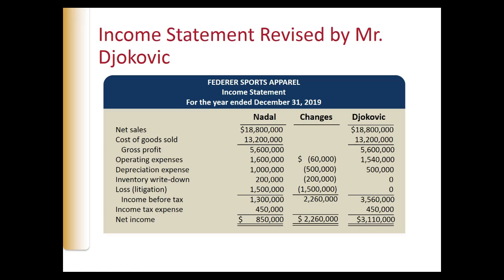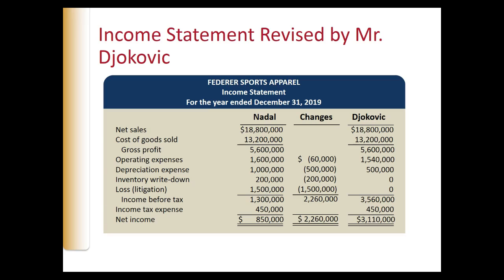So this slide presents the preliminary income statement prepared by Mr. Nadel, the effect of the accounting changes, and then the updated income statement prepared by Mr. Djokovic. The four proposed accounting changes cause net income to be more than triple, from $850,000 to $3,110,000. Note that all four changes proposed by Mr. Djokovic increase net income. The reduction in the estimated allowance for uncollectible accounts increases net income $60,000.